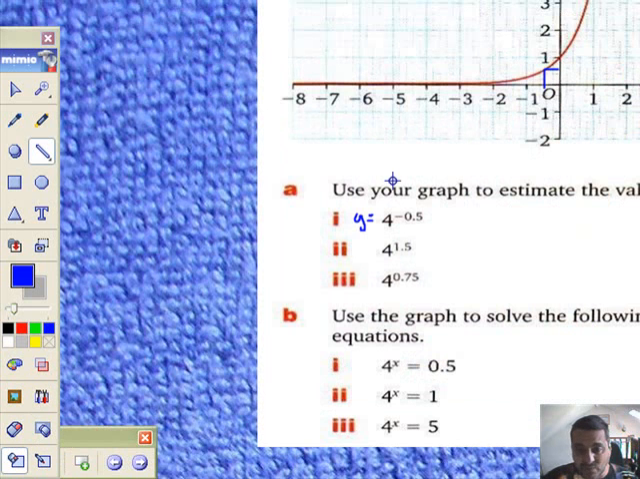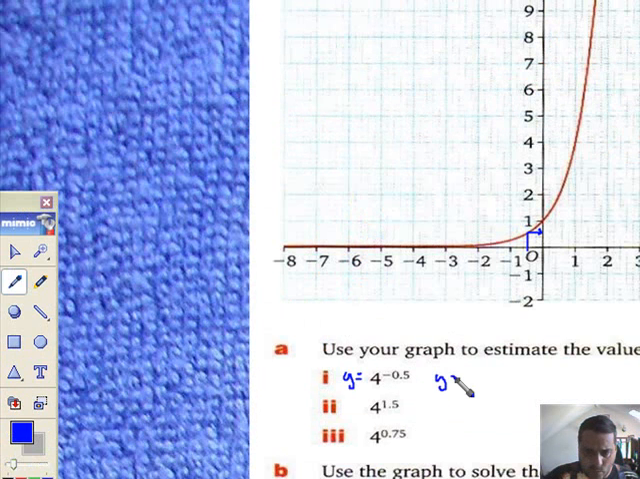It looks like about 0.5 or 0.6. Again, I'm going to be honest with what I can see. I can see that it's about 0.6. So I'm going to say therefore that y equals 0.6.